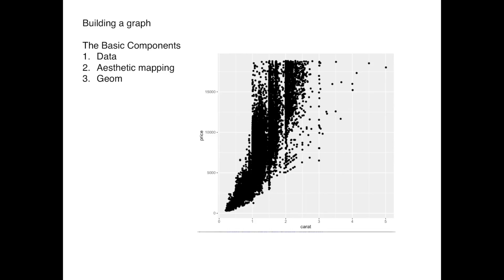And the last component that we need is something called a geom, which is short for geometric object. This specifies how we want the data to be visualized on the graph. So in this case, we specified that we want it to be points, but we can also have bars, lines, and these create the different types of plots.